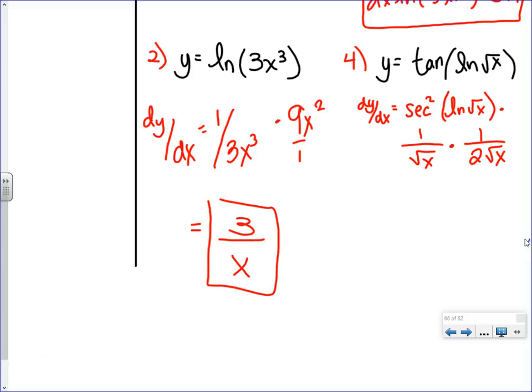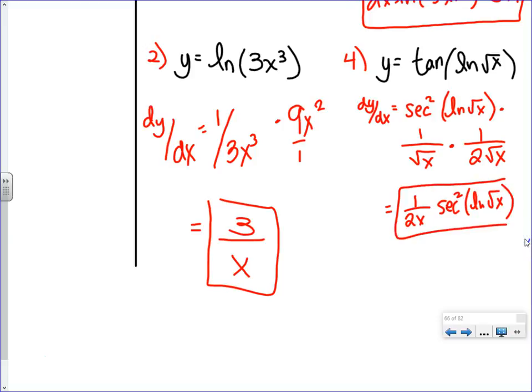So if we were to simplify this whole puppy, these are not in secant squared, so I have to put them in front. A square root times a square root is just an x, right? And then we have our nasty secant squared ln of.